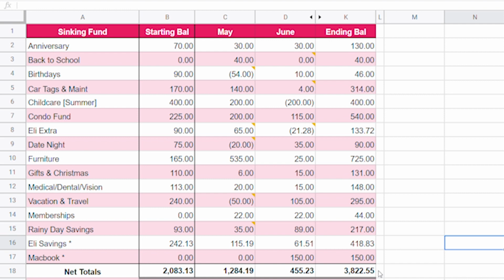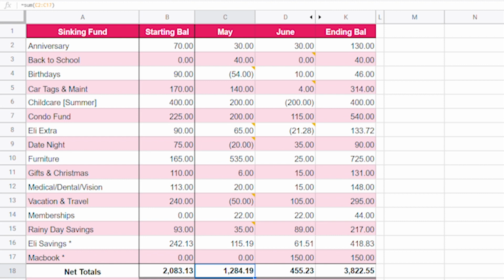So we can start in column B. Obviously, these were the amounts that were physically in my cash envelopes at the time that I counted it, which was at the end of April 2019. So I went through and I counted the physical cash and I just hard keyed the numbers. Like, okay, vacation and travel, bam, bam, bam. I had $240 and so on and so forth. Right, so then I just brought down my net total, which was $2,083.13, which is the total of all of these rows added up.